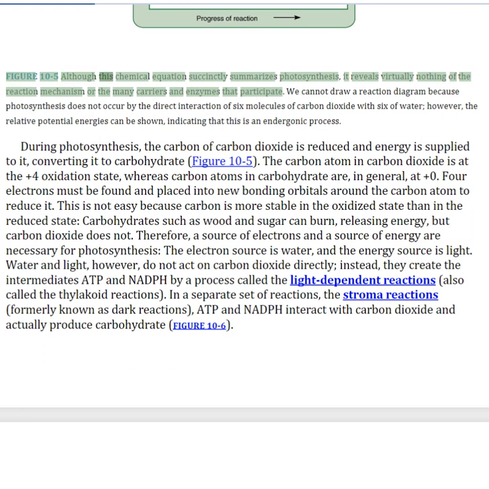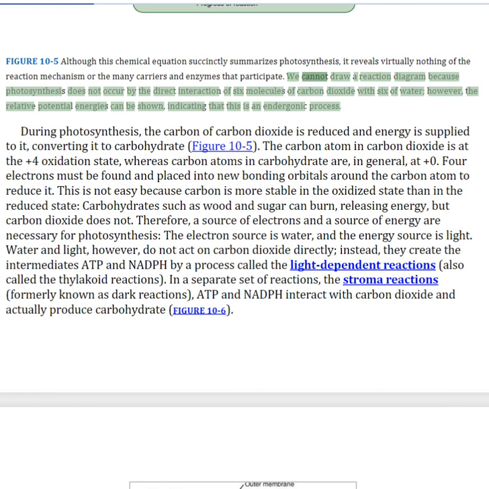Figure 10.5. Although this chemical equation succinctly summarizes photosynthesis, it reveals virtually nothing of the reaction mechanism or the many carriers and enzymes that participate. We cannot draw a reaction diagram because photosynthesis does not occur by the direct interaction of 6 molecules of carbon dioxide with 6 of water. However, the relative potential energies can be shown, indicating that this is an endergonic process.